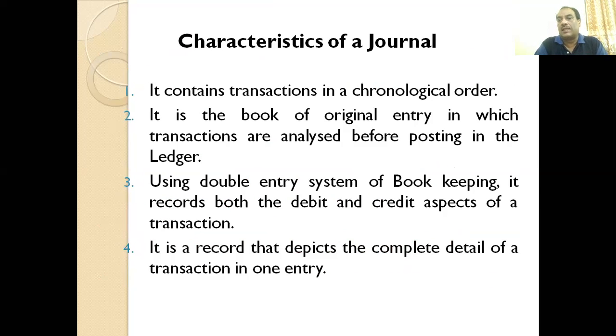Journal has certain characteristics. It contains transactions in a chronological order. We must understand that a journal contains the entries as per the chronological order, as per the date when they are made. So this is the first thing. It doesn't record in an unsystematic, haphazard way. The transactions are recorded in chronological order. It is the book of original entry. First entries are made in the journal.